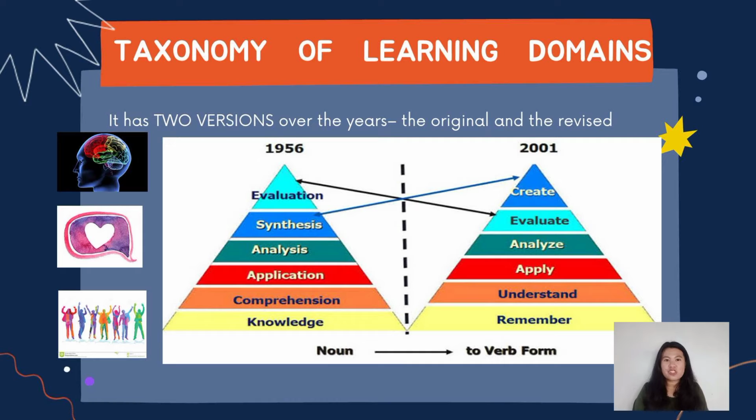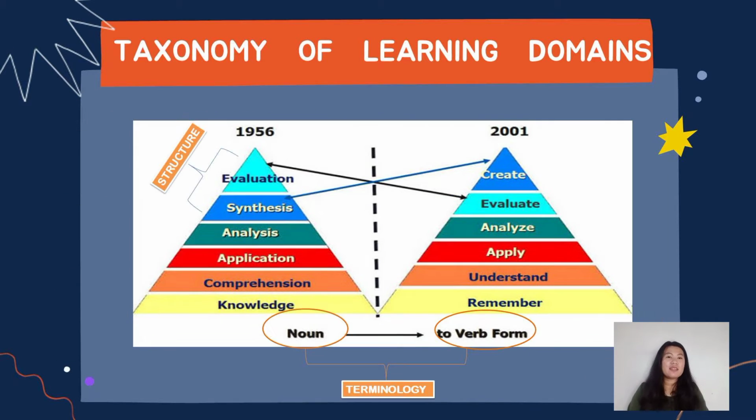But there were two versions of Bloom's taxonomy of learning. The first one is the original, which was made by Mr. Bloom himself in 1956, and the other one was made by Mr. Lorin Anderson, a student of Mr. Benjamin Bloom, together with his team in 2001. Changes were fairly minor, but there are three major changes that happened to the taxonomy.